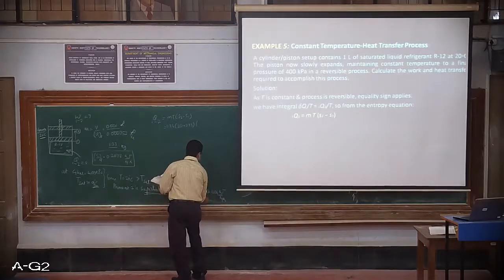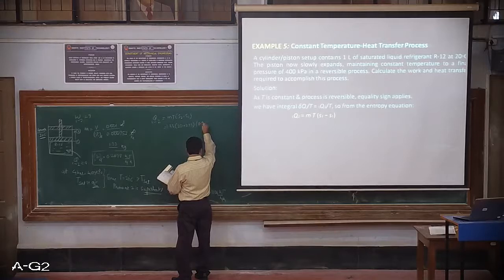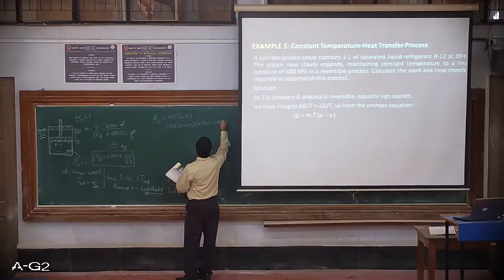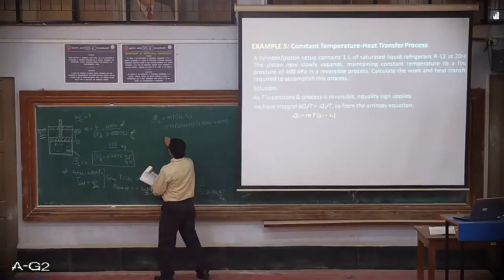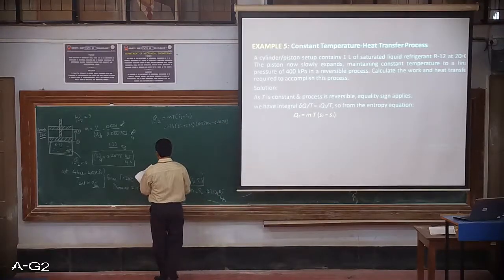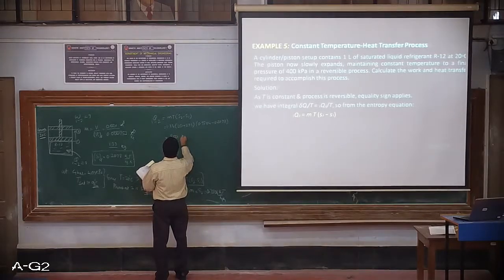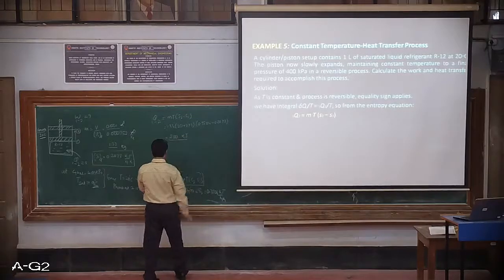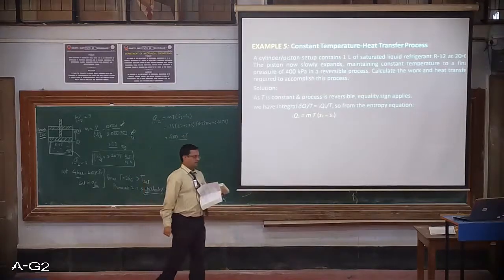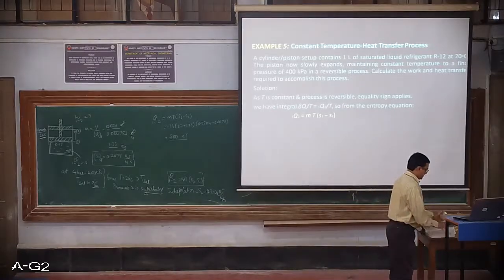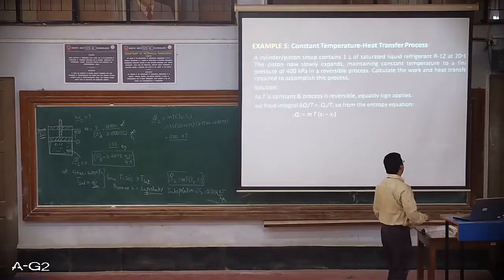S2 is obtained through interpolation, that is 0.7204 minus S1, which is 0.2078. So this is the amount of heat transfer, which turns out to be around 200 kilojoule. You can calculate this, check it out later. So this is how we can calculate the amount of heat transfer.